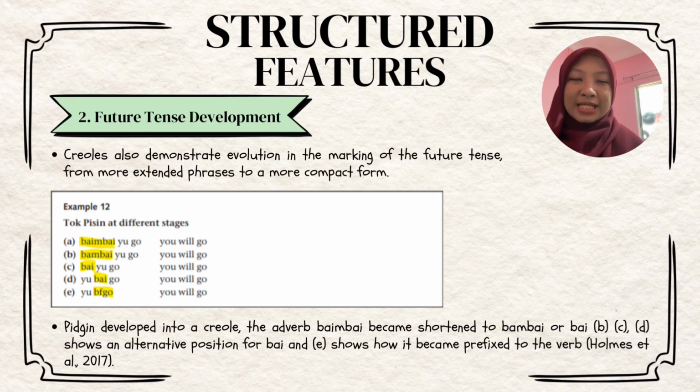Next, future tense development. Creoles also demonstrate evolution in the marking of the future tense from more extended phrases to more compact forms. This is illustrated by example A, "bum by you go". As the pidgin developed into a creole, the adverb "bum by" becomes shortened to "bum by" or "by", as seen in B and C. Next, D shows an alternative position for "by", and E shows how it becomes a prefix to the verb as a regular prefix marking future tense. The meaning is expressed more concisely and less obviously, which is a common outcome.